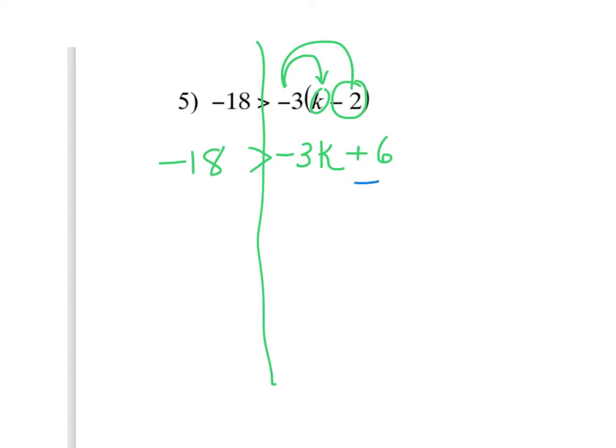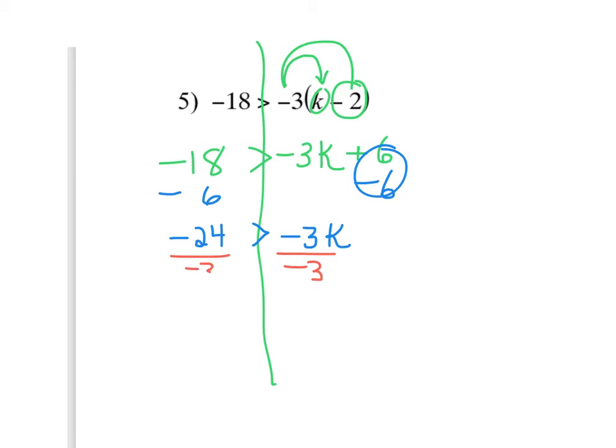Now I'm going to subtract 6 on both sides. That turns into a 0. So on this side I'm left with negative 3k, and negative 18 and a negative 6 is going to be negative 24. And then divide by negative 3. I need to switch the sign. Okay.